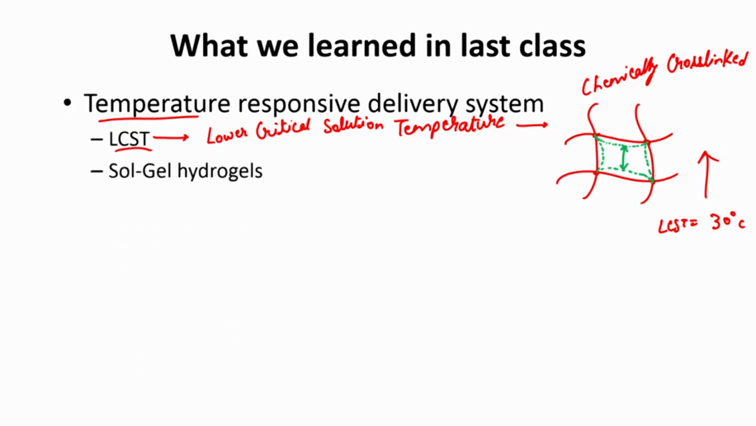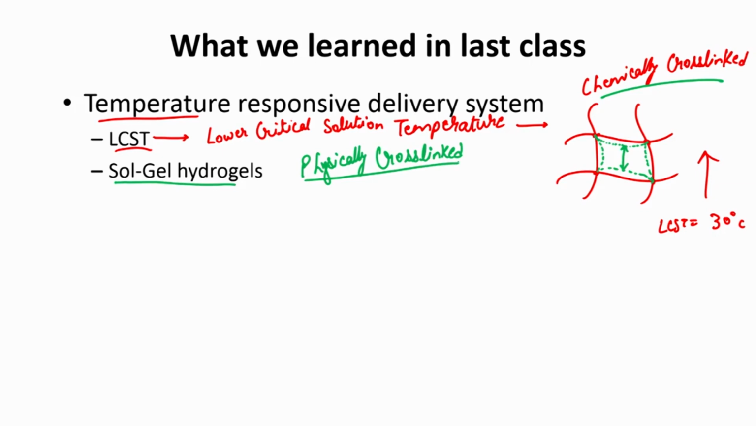Very similar, a variation of this is sol gel hydrogels, which, instead of being chemically cross linked, are physically cross linked. That means now these chains can move around. But then if they are becoming hydrophobic they may not actually form any kind of gel.